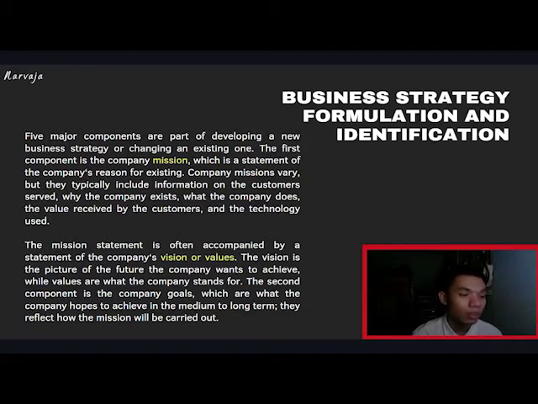The second component is the company's goals, which are what the company hopes to achieve in the medium to long term. They reflect how the mission will be carried out. Overall, vision and mission statements give organizations a sense of unity of intent and give workers a sense of belonging and identification. Indeed, corporate identity is embodied in vision and mission statements, which bear the organization's creed and slogan.